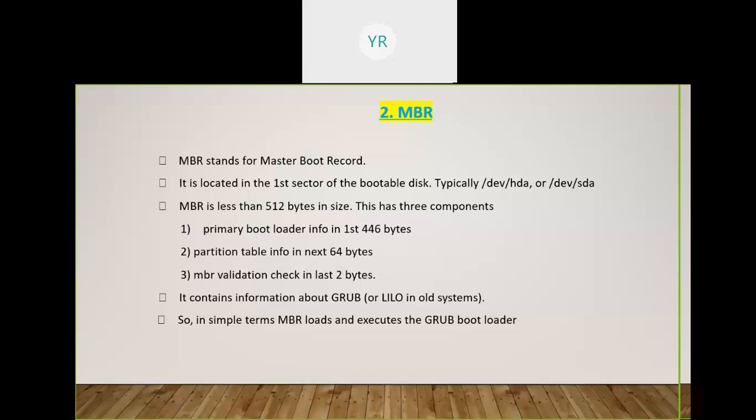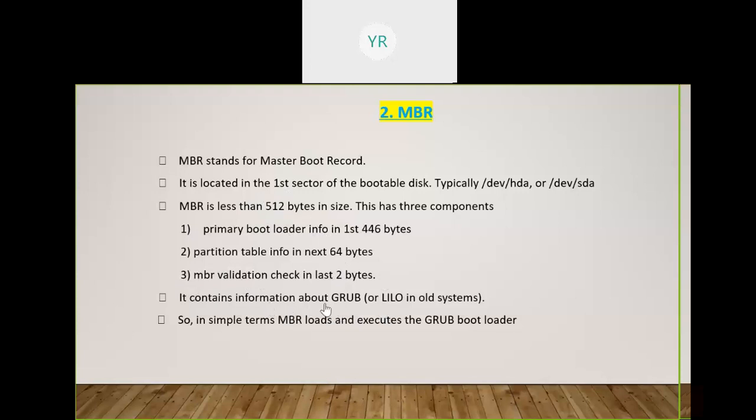Okay, next, after that, 446 plus 64 is equal to 510. The remaining two bytes are for the MBR validation check. It is called the magic number, some magic number to identify that MBR. So the remaining 2 bytes are for that MBR validation check. Totally 512 bytes for MBR.